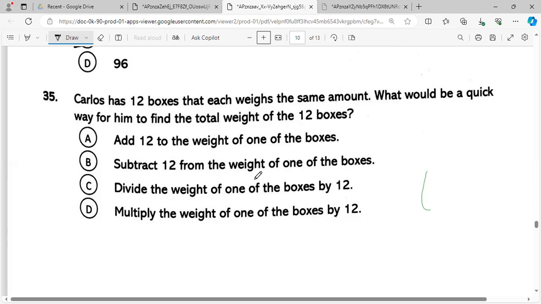All right. Do we agree, guys? They have 12 boxes that each weigh the same amount. It would be a quick way to find the total weight. So which answer did you pick? A, B, C, or D? D. Yes, sir. I agree, sir.